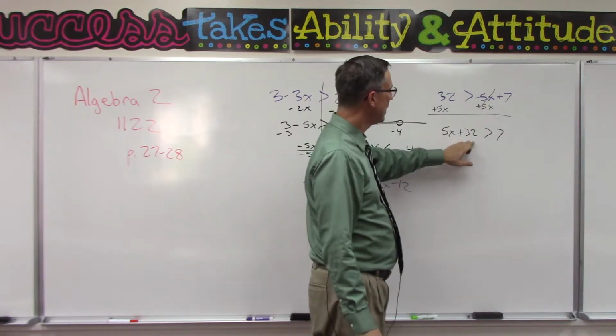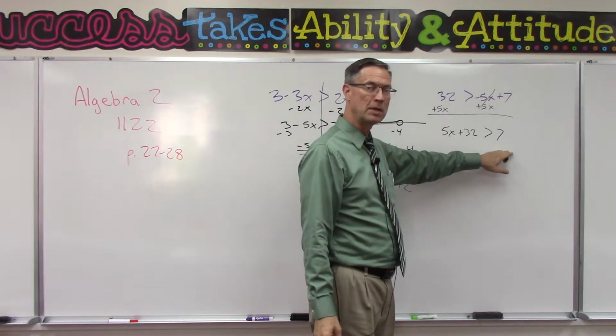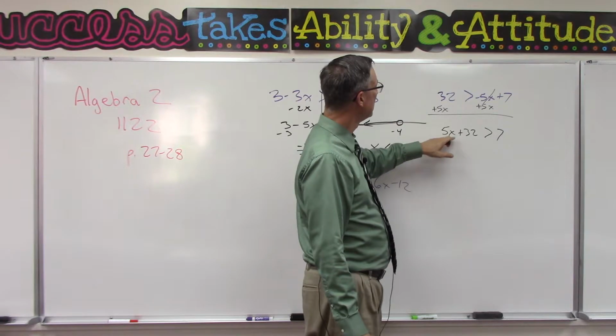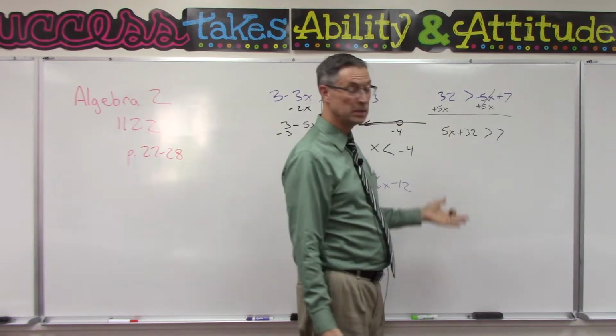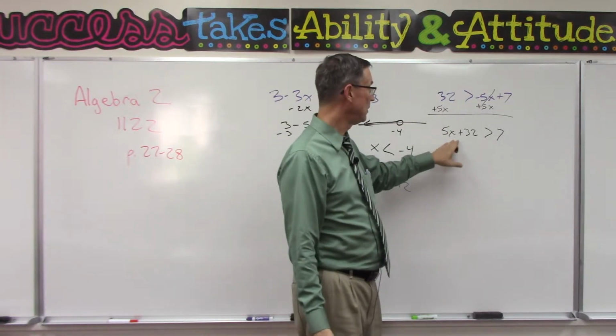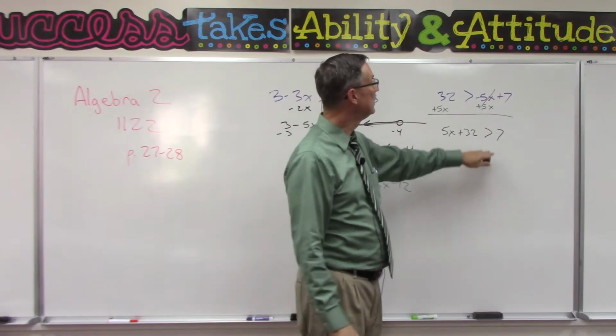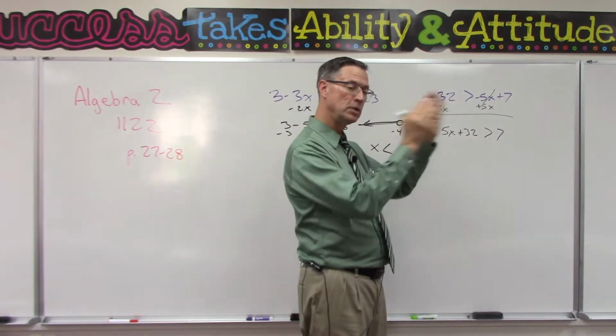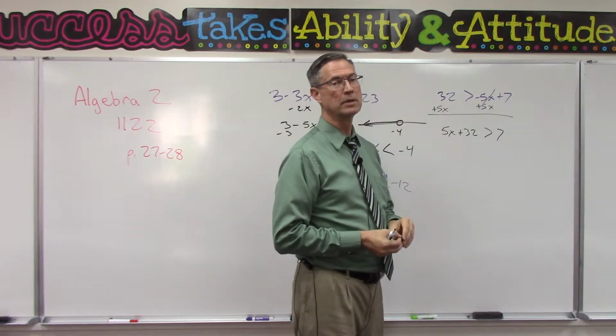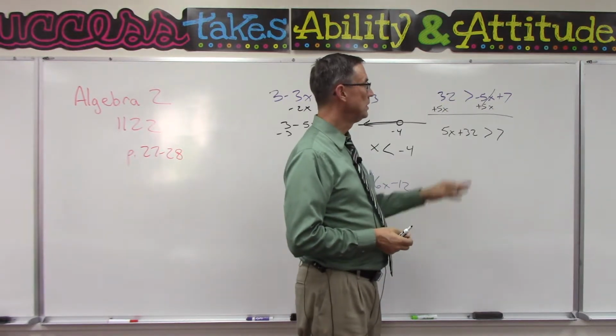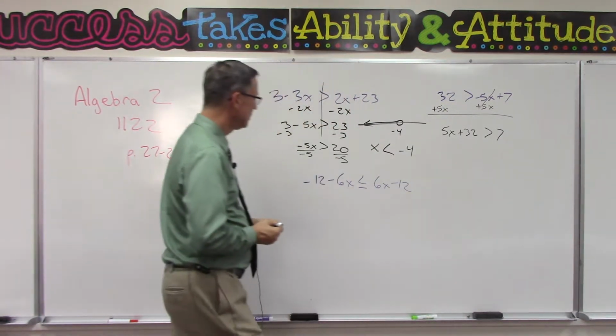Now you can subtract 32 from both sides and then divide by the 5. In this case, there's no negative in front of the x, so we can leave the inequality pointing to the right, okay? Greater than, x is greater than. And then you can easily graph that one. Let's talk about this one.